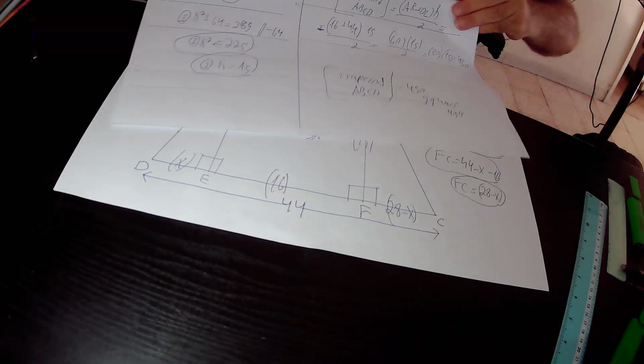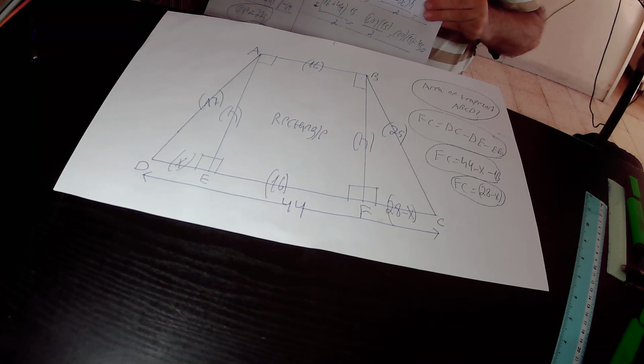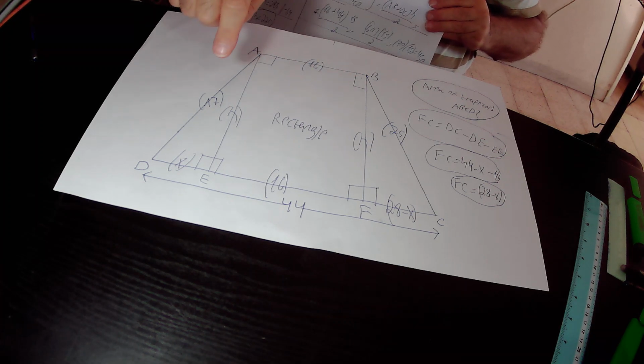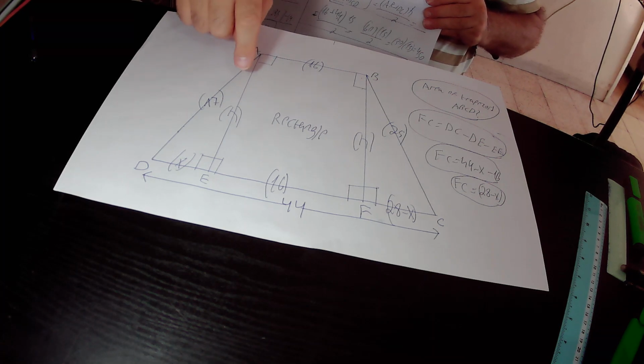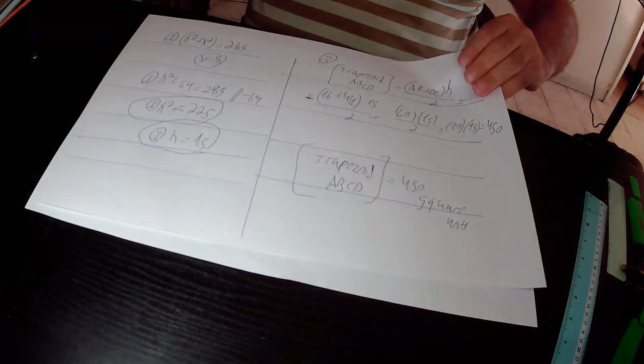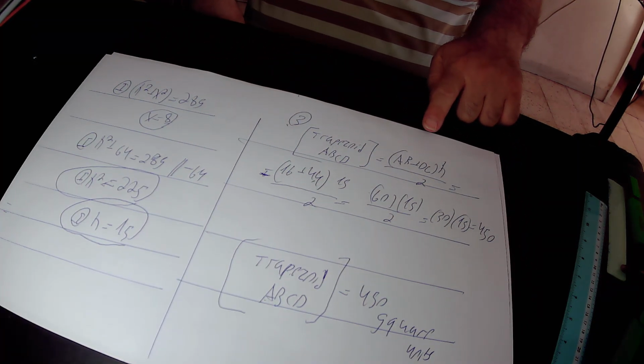We found out that the height of this trapezoid ABCD is equal to 15 units. Our mission is to find the area of this trapezoid ABCD. I already explained that the area of the trapezoid is equal to the sum of its two parallel bases, that is AB plus DC, times the height, that is H, over 2.